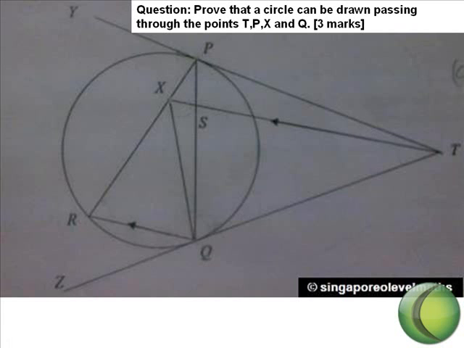Now I'm going to discuss a question on plane geometry. What you can see on the screen right now is the diagram that is provided in this plane geometry question. Now this question is 3 marks. It is asking, prove that a circle can be drawn passing through the points T, P, X and Q. Alright, so how can we go about doing this?